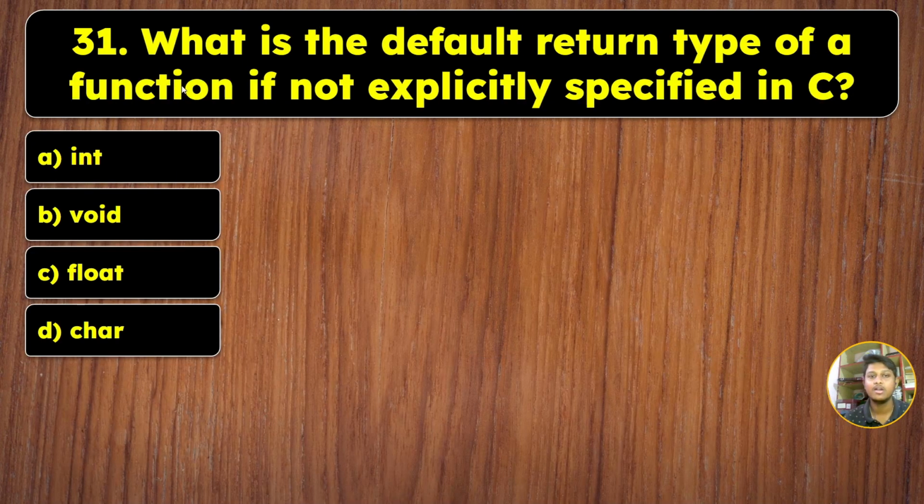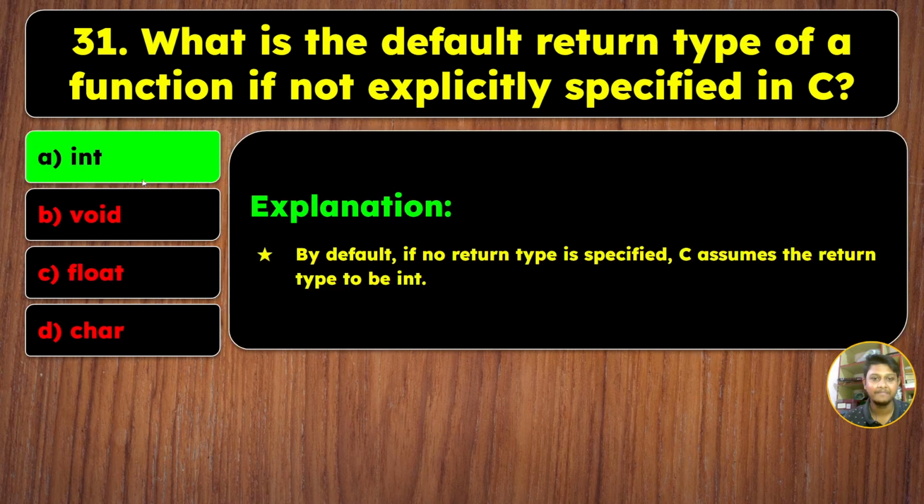Our next question is, what is the default return type of a function if not explicitly specified in C? This is a very basic question. Option A int, option B void, option C float, and option D char. So its correct answer will be option A. As you can see, by default, if no return type is specified, C assumes the return type to be int. So you have to remember this very carefully.